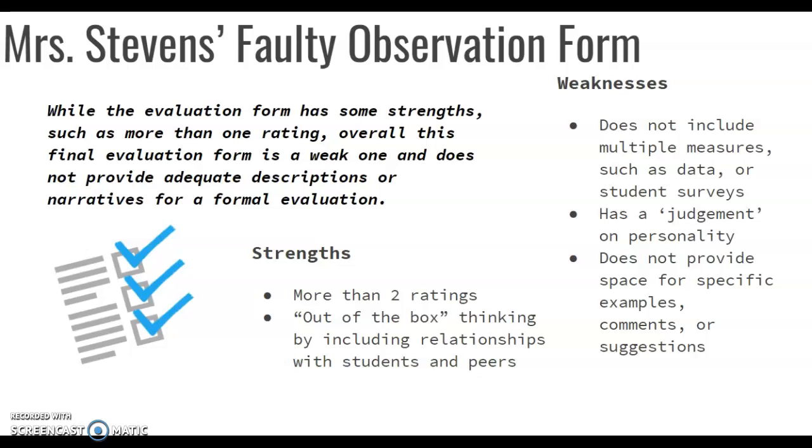I don't think we can ever rate someone's personality as average, above average, or below average. We need to stick to observations, and that is real evidence of things that we actually see in the classroom. And then the observation form doesn't provide any space for specific examples, previous coaching techniques, previous attempts at informing a teacher and coaching a teacher. And it really just doesn't include a whole lot of space for comments.